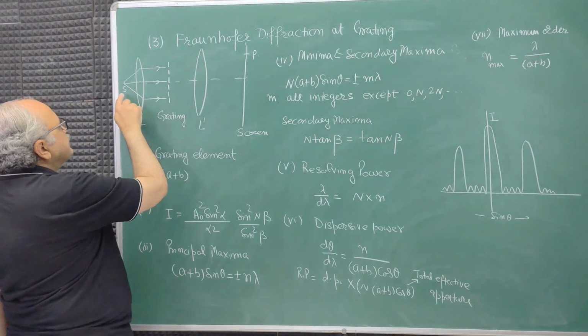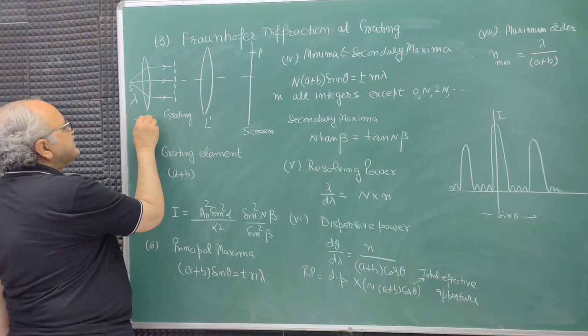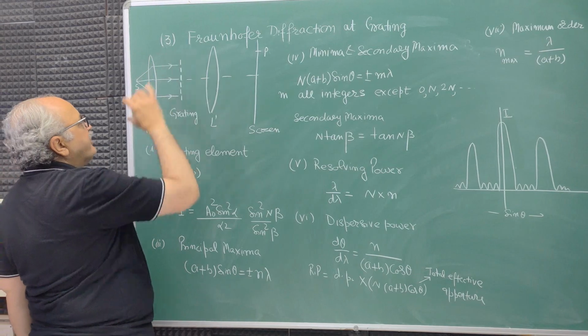You have a monochromatic source of wavelength lambda. The lens is kept at a distance equal to the focal length, so we get the plane wavefront.